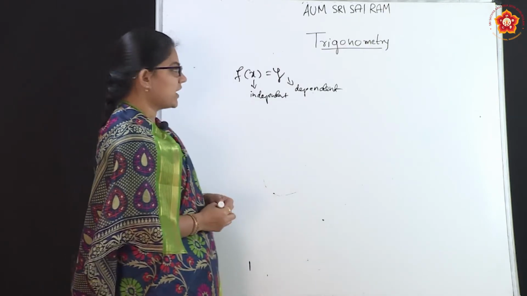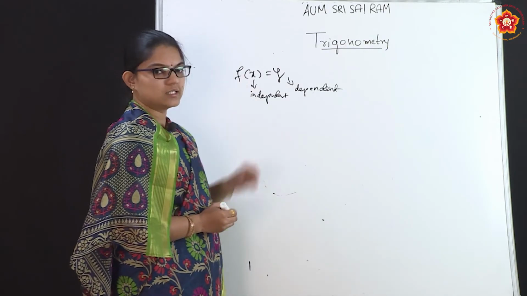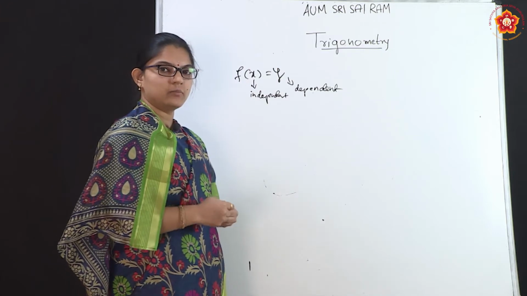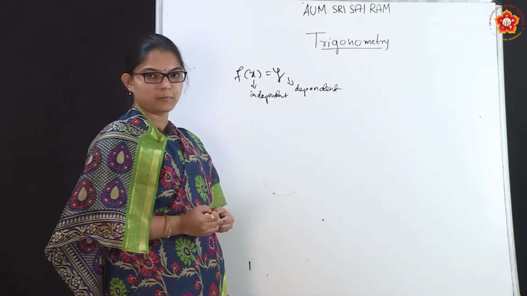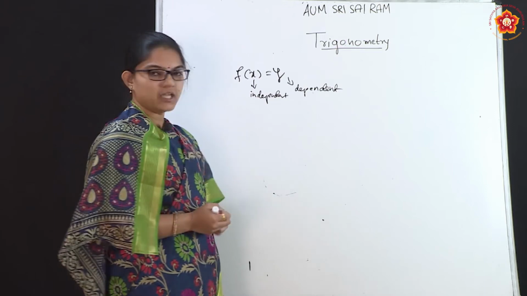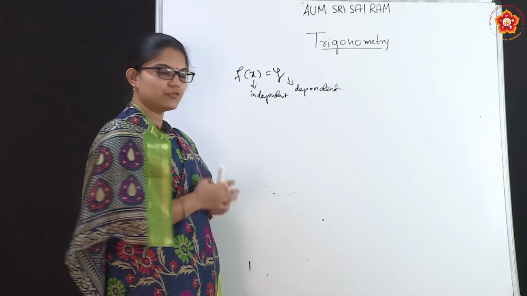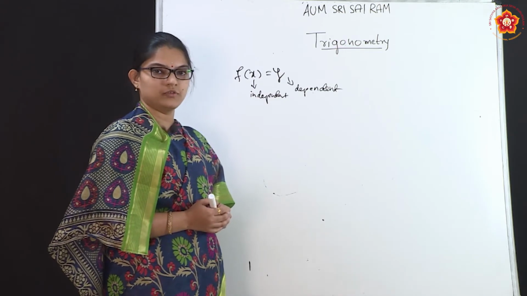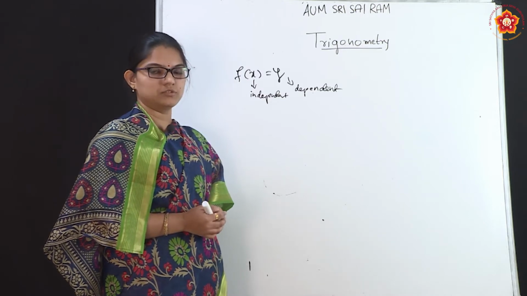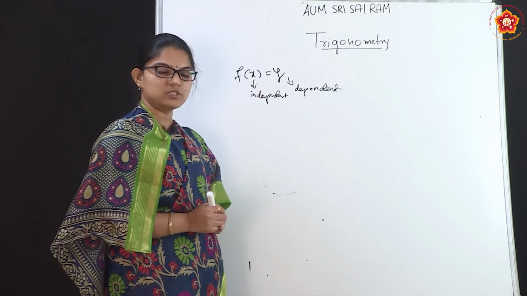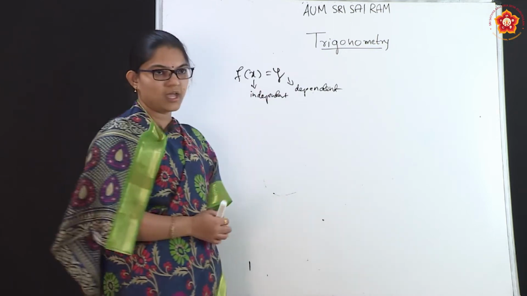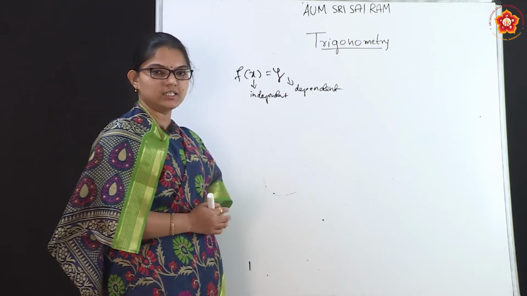Domain is defined with the x, that is we get the domain by finding the condition for x, and the range is nothing but the set of all function values, which we can denote by y, and the set of all that y is nothing but the range.